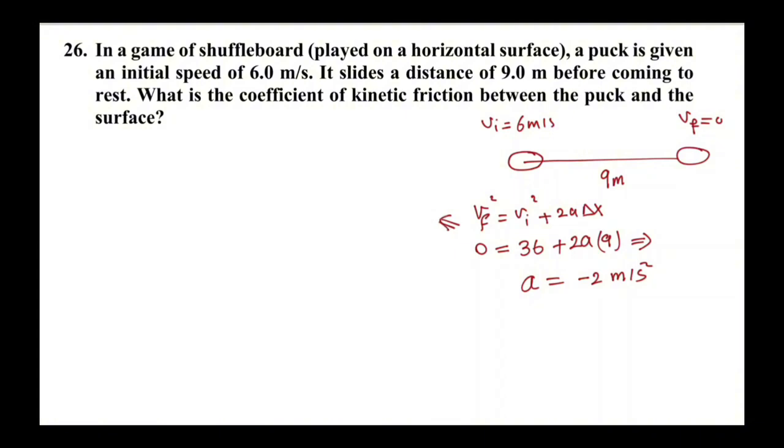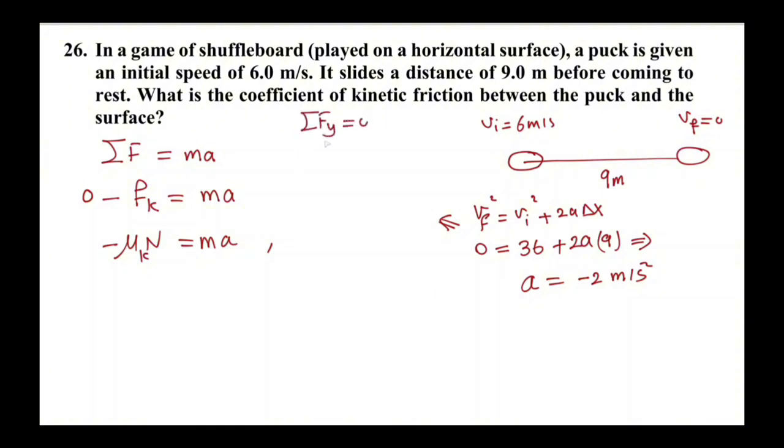Now we would like to calculate the coefficient of kinetic friction. The sum of all forces equals ma, and the net force on the puck is equal to 0 minus Fk equals ma. Now in this case here, minus mu k N equals ma, and the sum of all forces on y equals 0, and the normal equals mg.